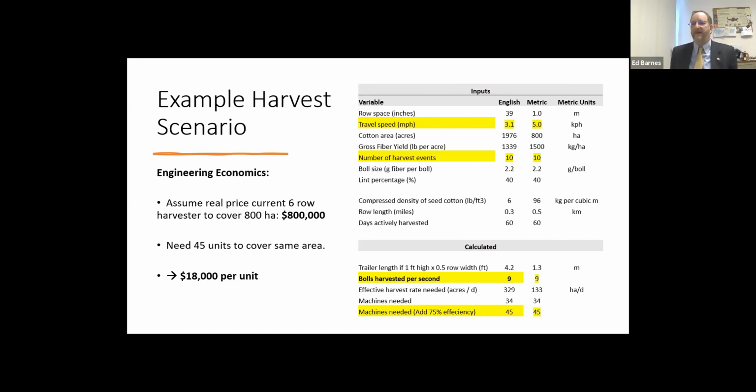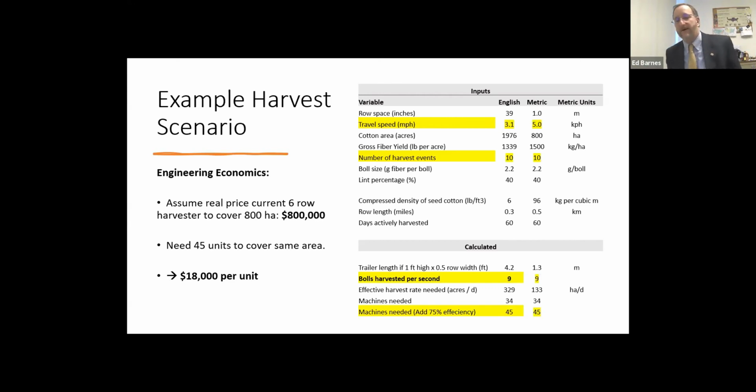And that sounds like a lot, but I do believe with some multiple arms, we could do that in the future. And we would need about 45 machines to cover 800 hectares. And if you say someone negotiates the price of a current cotton harvester for 800 hectares down to $800,000, we need 45 units to cover that same area.